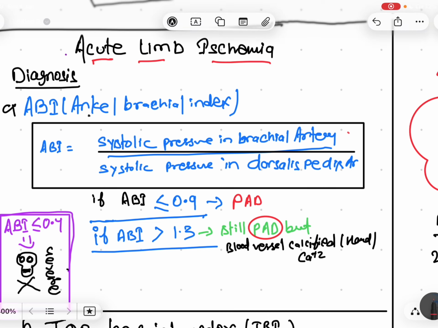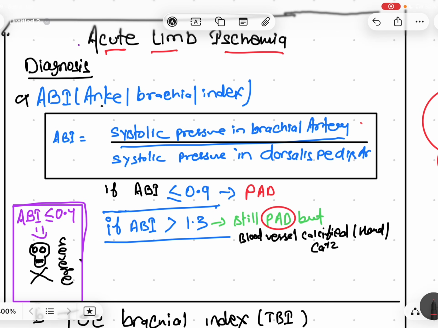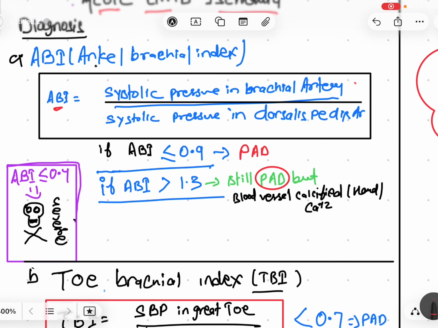Simply, how do we diagnose this by ABI, ankle brachial index? There is a formula to calculate this. As you can see, ABI stands for systolic pressure in the brachial artery and systolic pressure in the dorsalis pedis artery. Here is all described how it diagnoses.